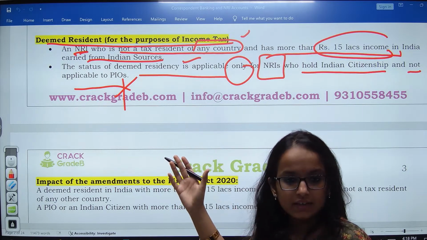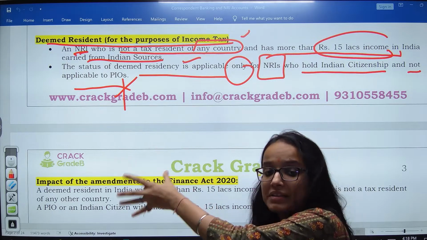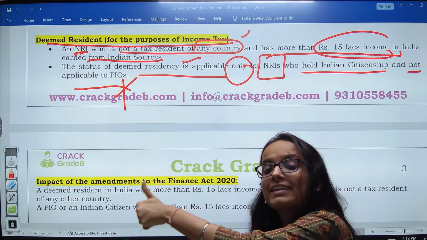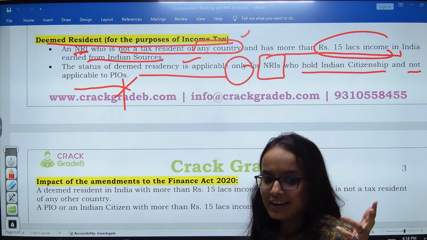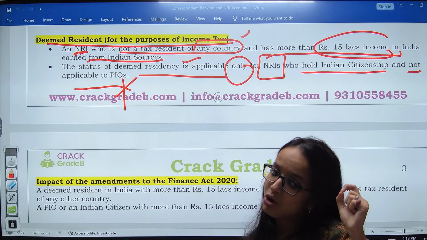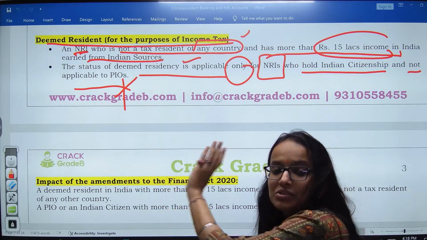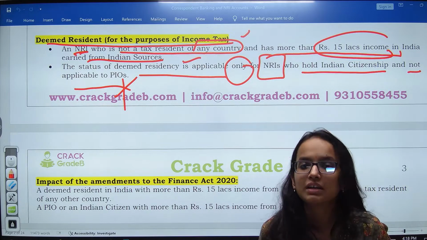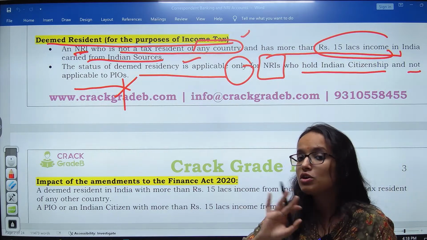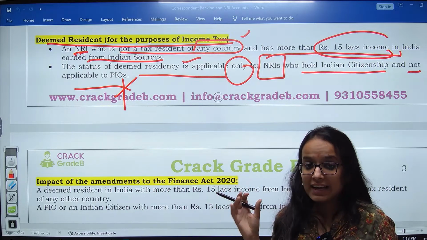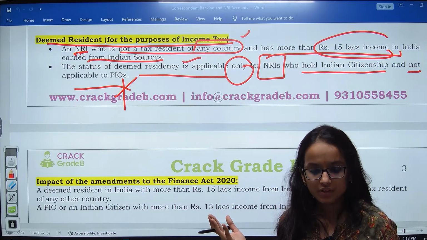Deemed resident is not a person. They have said that it is an NRI. So the criteria clearly says that deemed resident status can be given to an NRI only. Always remember, it is not for a person of Indian origin or for anyone else. It is only for people who are citizens of India and they are not the tax residents of any other country. Are you getting my point?